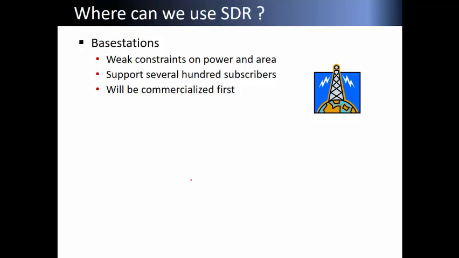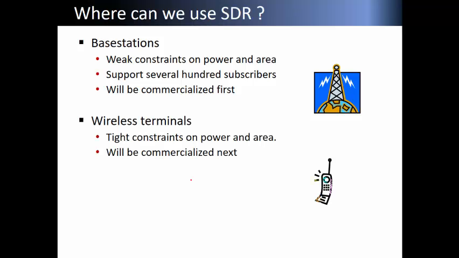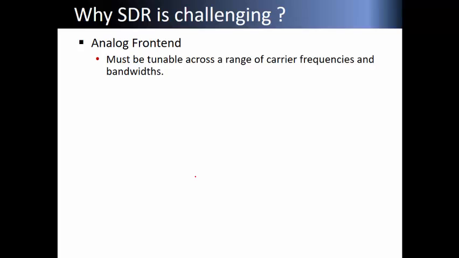So where can we use the SDR? Base stations and wireless terminals. So we can give some constraints and support several hundred subscribers. And then if we want to commercialize it, an SDR project will be the first one that you need to do. Well, for wireless terminals, in your cell phone, you can do more constraints on that and also commercialize. Why is SDR challenging?